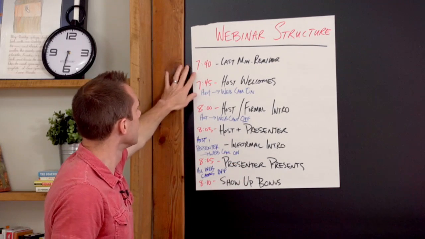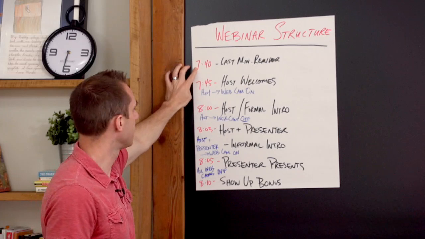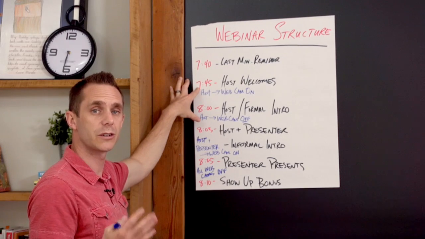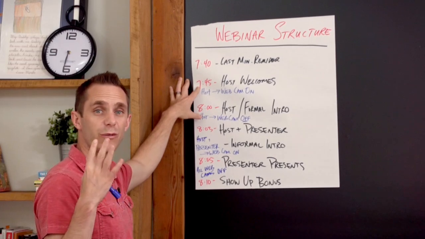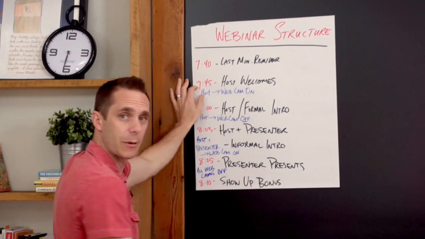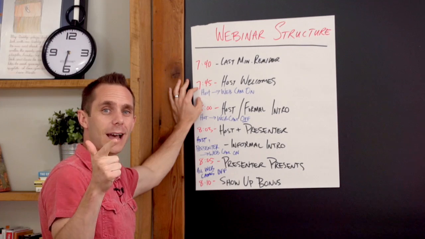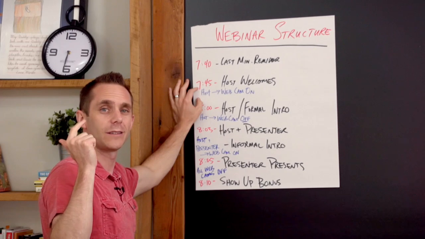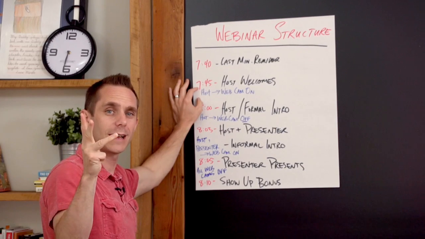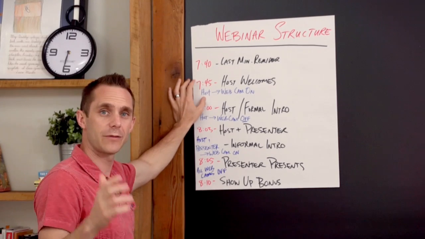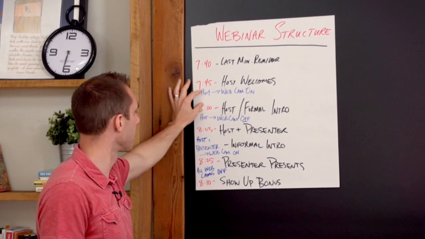Okay, so 7:40, you want a last minute reminder to go out. 7:45, the host jumps on, starts the webinar and starts to welcome people. They go through those 5 things that we talked about. Do you remember what they are? They are welcoming people, name and city. They have the title and benefit of the presentation. It's the workbook. It's the contest on Facebook. And it's the show up bonus. Okay, those are the 5 things that the host is cycling through during this period.